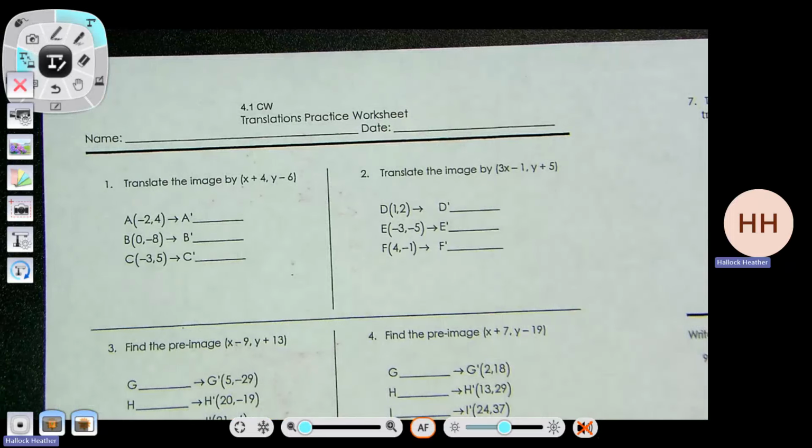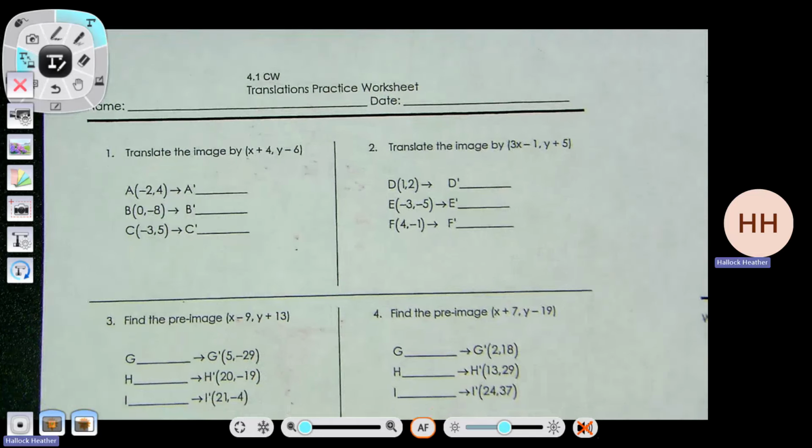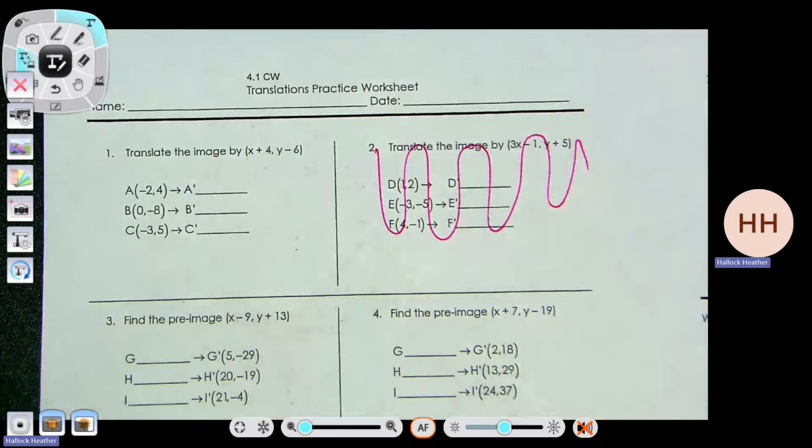So let's do number 1. And actually, I just realized you can cross out number 2 on the back. You don't have to do number 2. So for number 1, we'll do like the first one of each.